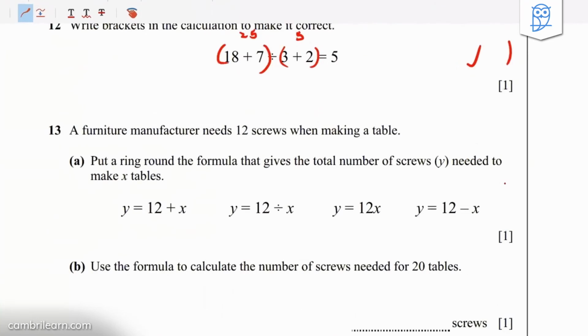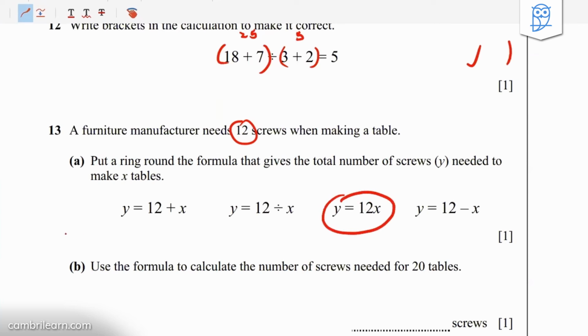Next one. A furniture manufacturer needs 12 screws when making a table. Ring around the formula that gives the total number of screws Y needed to make X tables. Okay, so 12 screws per table, and we want to know what gives me an output if I have an input, the number of tables. If we need 12 screws, we can say 12 times X gives me the total amount of screws that we need. So here is my correct answer: Y is equal to 12X.